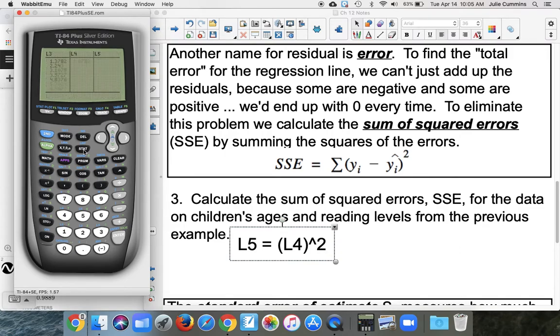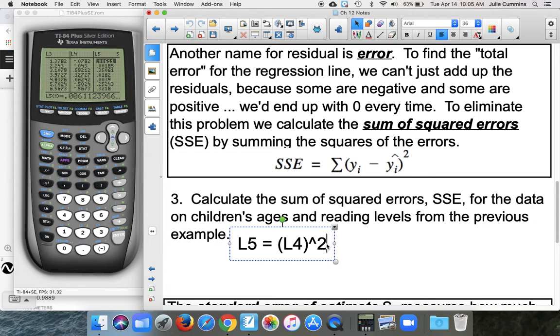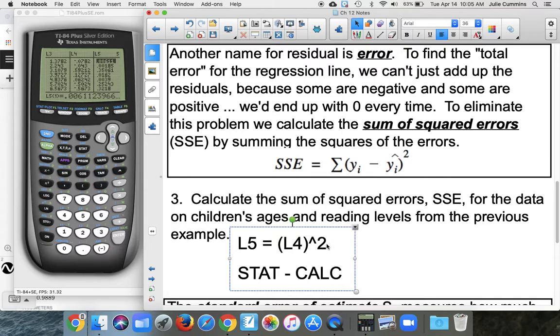Edit. Okay, go over to L5, and you're going to tell the calculator that you want L4 squared. So that's just taken all of our residuals and squared them. And now we want to add them up. You can add those all up by hand if you want. The way to get the calculator to do it is to go to your stat menu, go to calculate, and run one variable stats on L5.